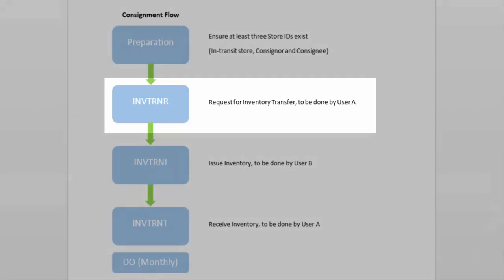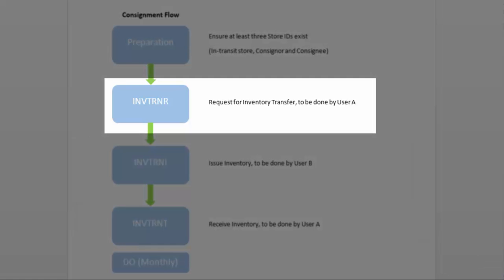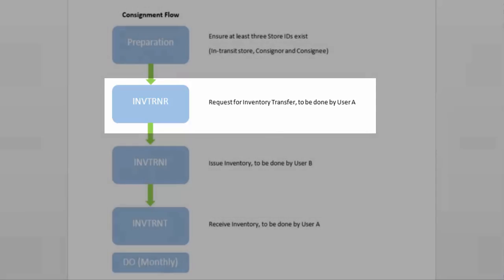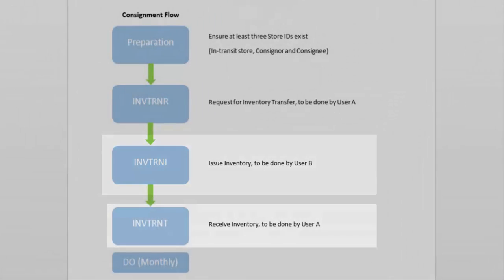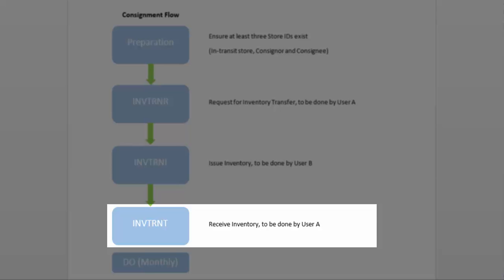So let's say one day, user A, who might be a colleague in charge of the consignees, decides that the stores need more stock, so this user A will request for inventory transfer. User B may be the one in charge of the warehouse, or could be the boss of the company, sees user A's request and will proceed to do the inventory issue. When user A then receives the stock, he will process the inventory received document as proof that the stock has arrived at the consignee's place.